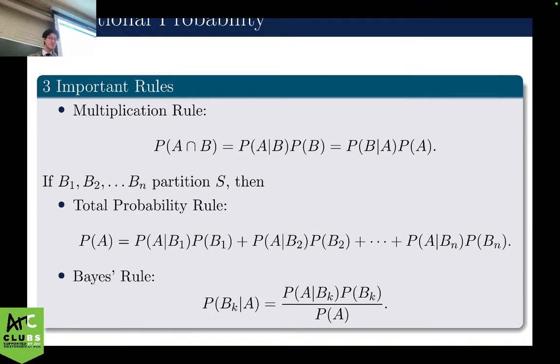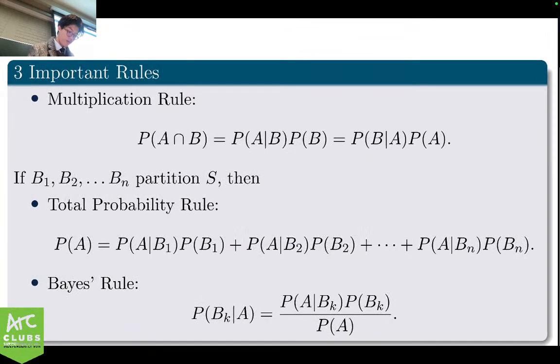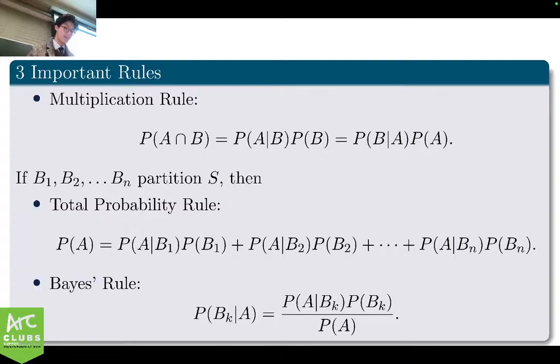Some important rules within conditional probability. P of A and B equals the probability of A given B times the probability of B. Because you can essentially put P of B on the other side and you'll just have P of A given B, our conditional probability from this previous slide. And then it's algebraically equivalent here.